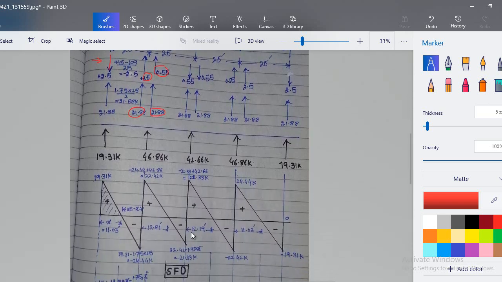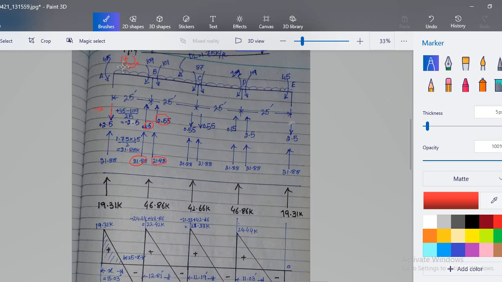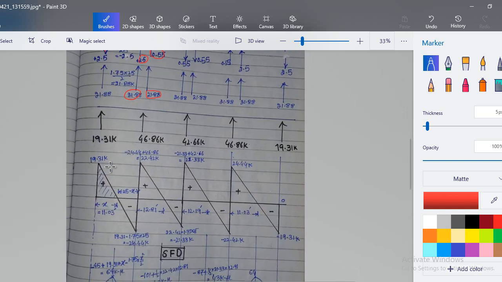Now we have to draw the shear force diagram. Okay, so here you see the shear force diagram. This 19.31 kip will go in upward direction. Then we have a UDL loading. You see here this UDL loading, it will bring down this shear to a negative point. You see here, 19.31 minus 1.75 times 25.